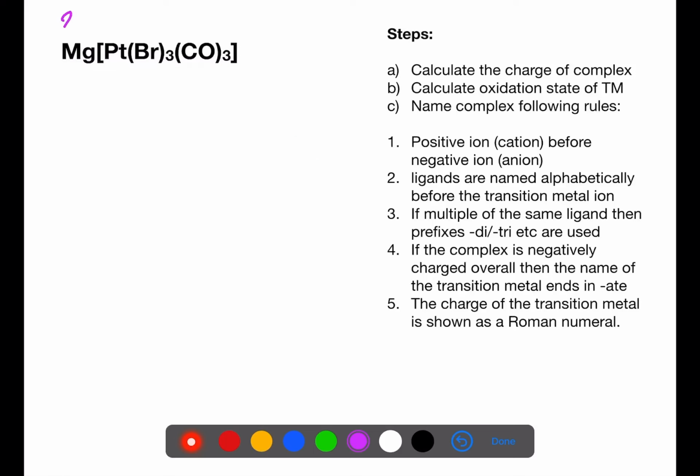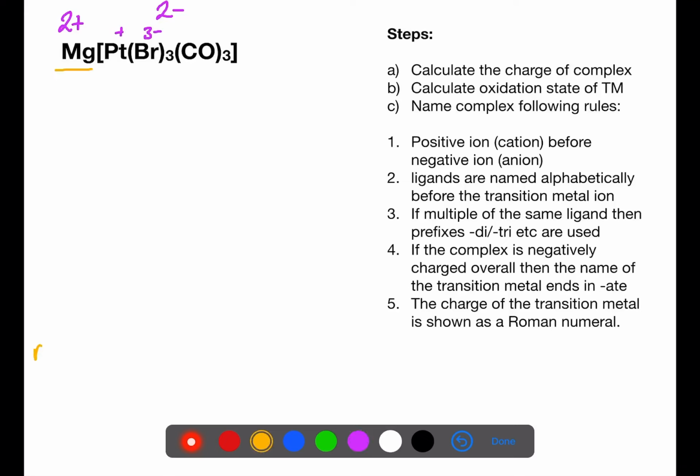In this example, we have a 2 positive ion, magnesium, as the counter ion. This means that the square brackets must be 2 minus. The carbonyl ligands have no charge, whereas bromido ligands have a 1 minus charge each. There are 3, so that's 3 minus. This means that each of the platinums there must be 1 positively charged.